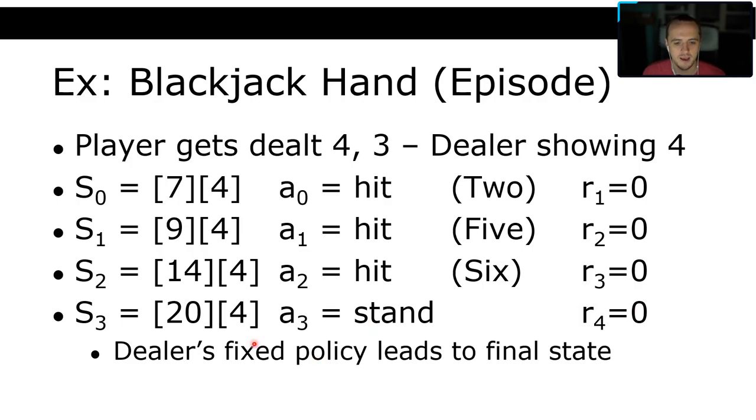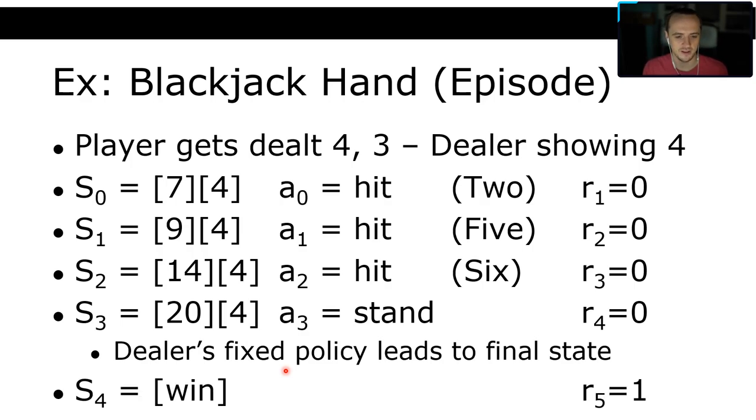But what happens now is the dealer's policy is fixed, and it's going to lead to some terminal state, right? So the dealer policy is actually the same one we just used, but the dealer is going to act as sort of part of the environment because the dealer has no choice whatsoever. The dealer has to follow their set policy. So let's just say, for example, that when I had 20 and the dealer had 4, maybe they bust or something. So I'm going to transition now to the win state. And if I'm in the winning state, I get a reward of 1.